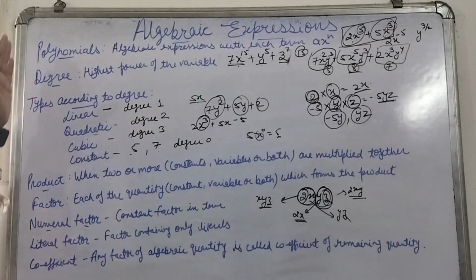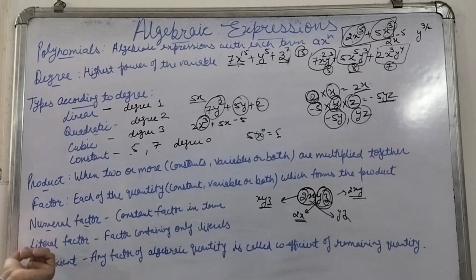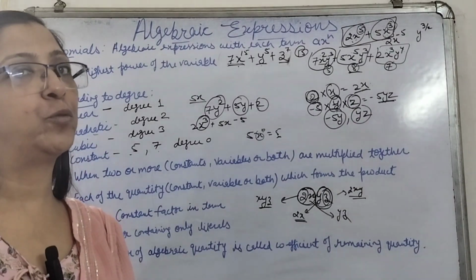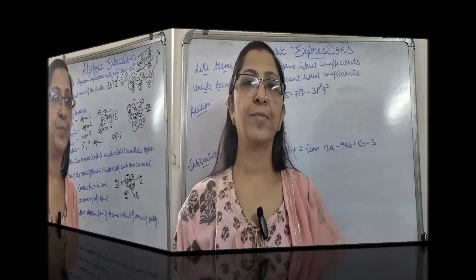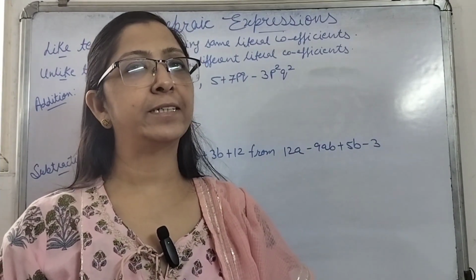You must have understood what a polynomial is, how to find the degree of a polynomial, how many types of polynomials there are according to the degree, what a product factor is, what a numeral factor is, what a literal factor is, and what a coefficient is. Now let's understand what like terms and unlike terms are.